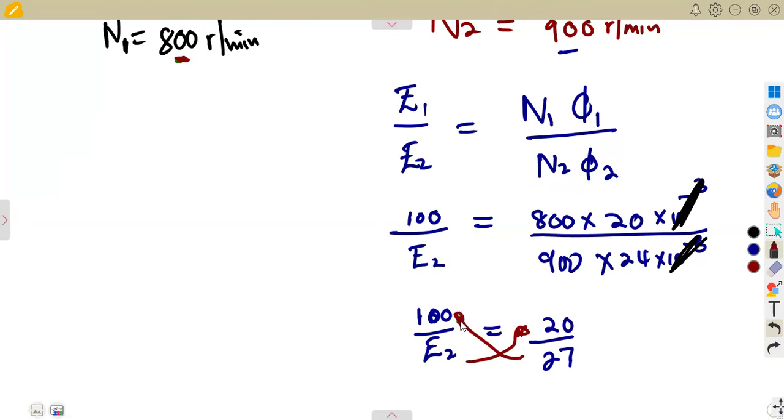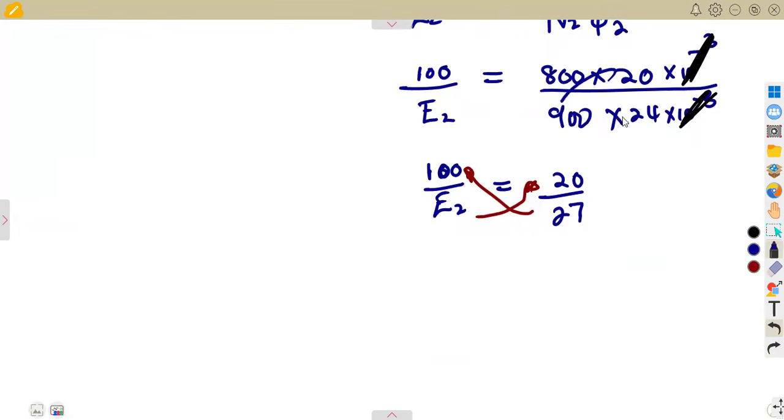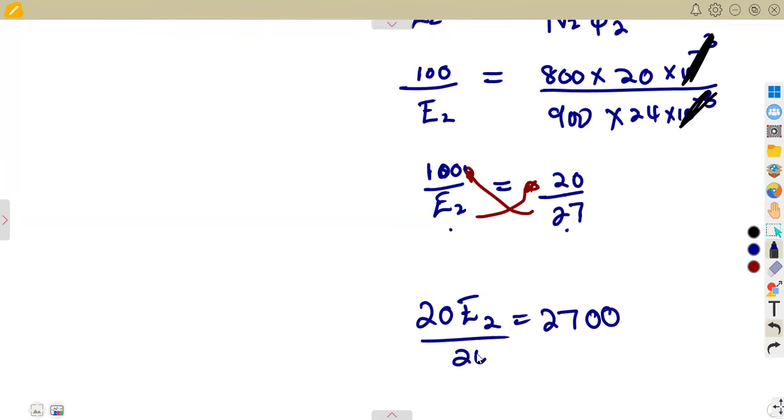I'm not saying using the original values that you're given is wrong. You can use those values, but it's a calculator, so you can reduce. E2 times 20, that is 20 E2, and the product of the 27 and the 100 is going to be 2,700. So we divide by 20 both sides to determine E2. That is the condition. And that was going to be 135 volts.